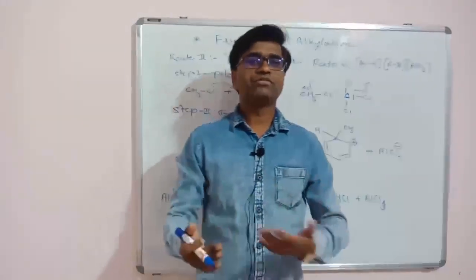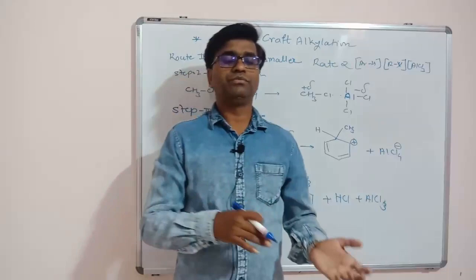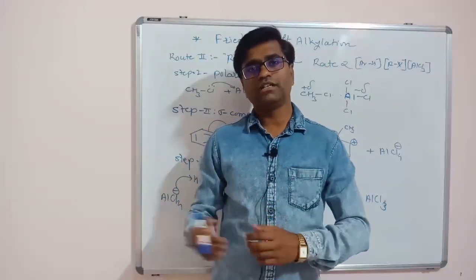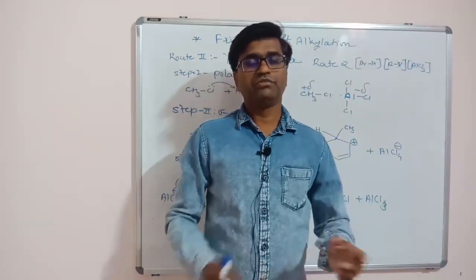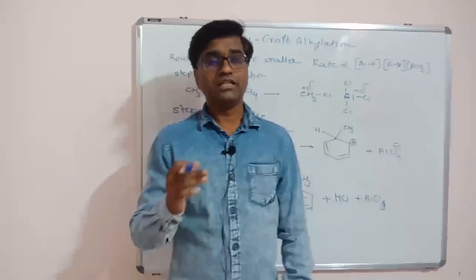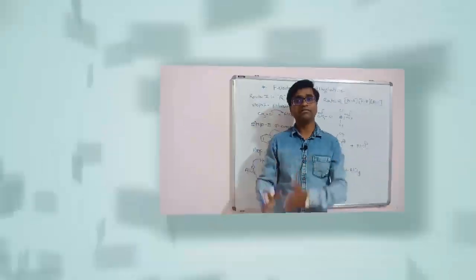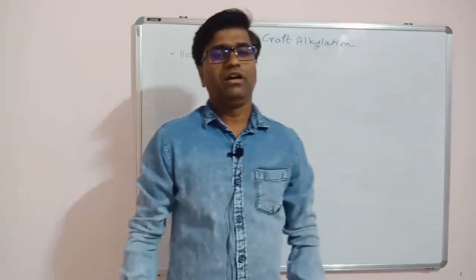So alkene can be used for this Friedel-Crafts alkylation, even though alcohols are also used, because our main electrophile is a carbocation. So we can get this carbocation from these alkenes as well as alcohols. We will learn that mechanism. Friends, first we will see Friedel-Crafts alkylation by using alkenes.